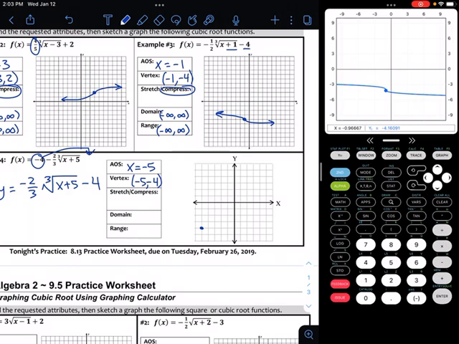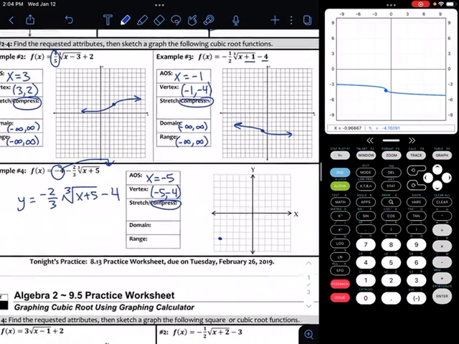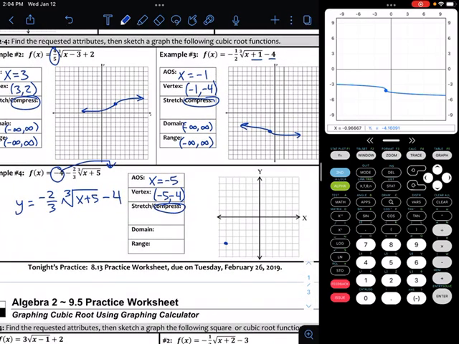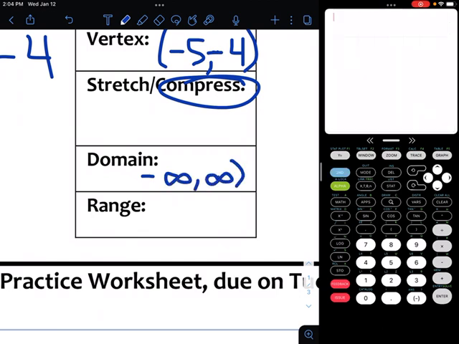Remember, guys, if at any time you get stuck, pause the video, slow down, watch it 2 or 3 times. Guys, stretch and compress, this 2/3 for our A value is what we're looking at. That is between 0 and 1 again. So maybe next time we'll look at a stretch. This time we're all about compression. All right, domain and range, staying put. Still going to go left and right forever. And it's still going to go low to high forever.